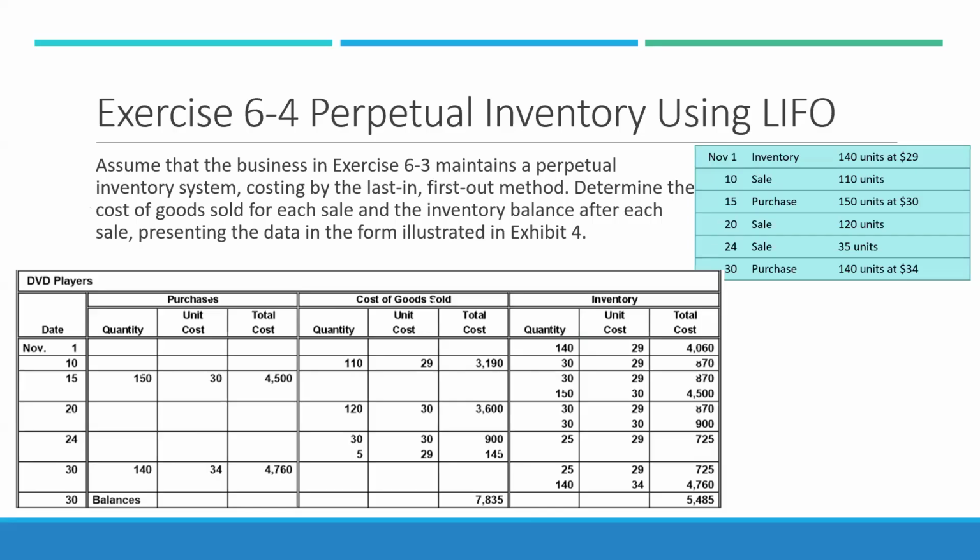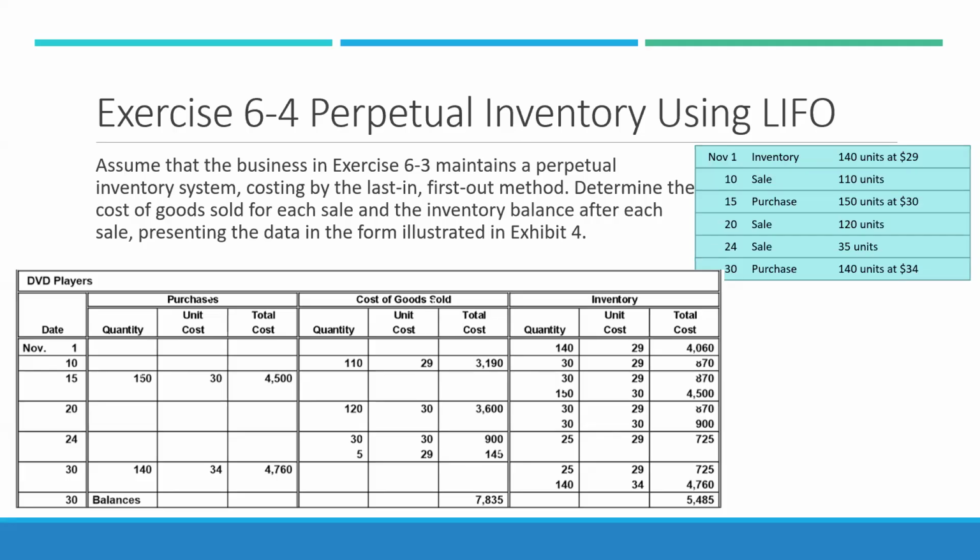And under LIFO, we have the same exact transactions throughout the period, but we have to take from the most recently purchased inventory first. So the sale on the 20th, instead of being split, is going to be fully taken from the most recent purchase on the 15th. So the 120 of inventory is going to be $30 inventory.